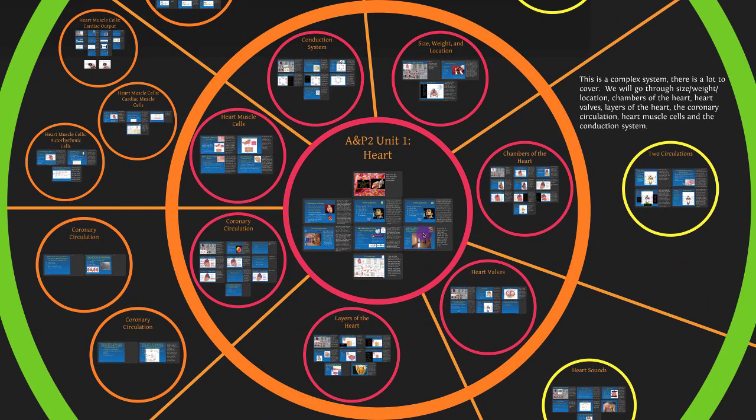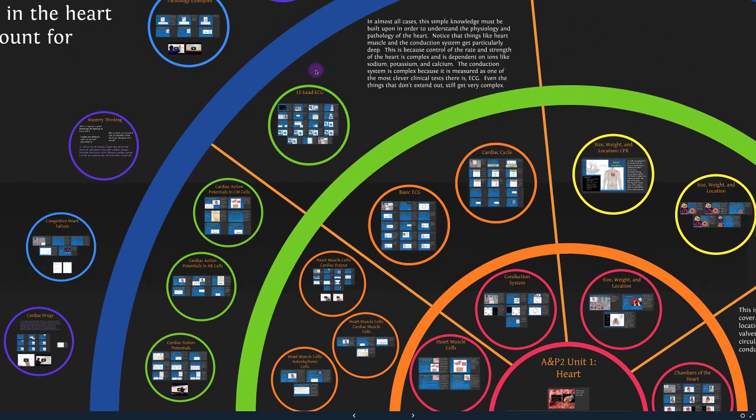This is a complex system. There's a lot to cover. We'll go through size and weight, chambers of the heart, valves, layers of the heart, the coronary circulation, heart muscle cells, and the conduction system. In almost all cases, the simple knowledge must be built up in order to understand the physiology and pathology of the heart. Notice that things like the heart muscle and the conduction system get particularly deep as we radiate out.